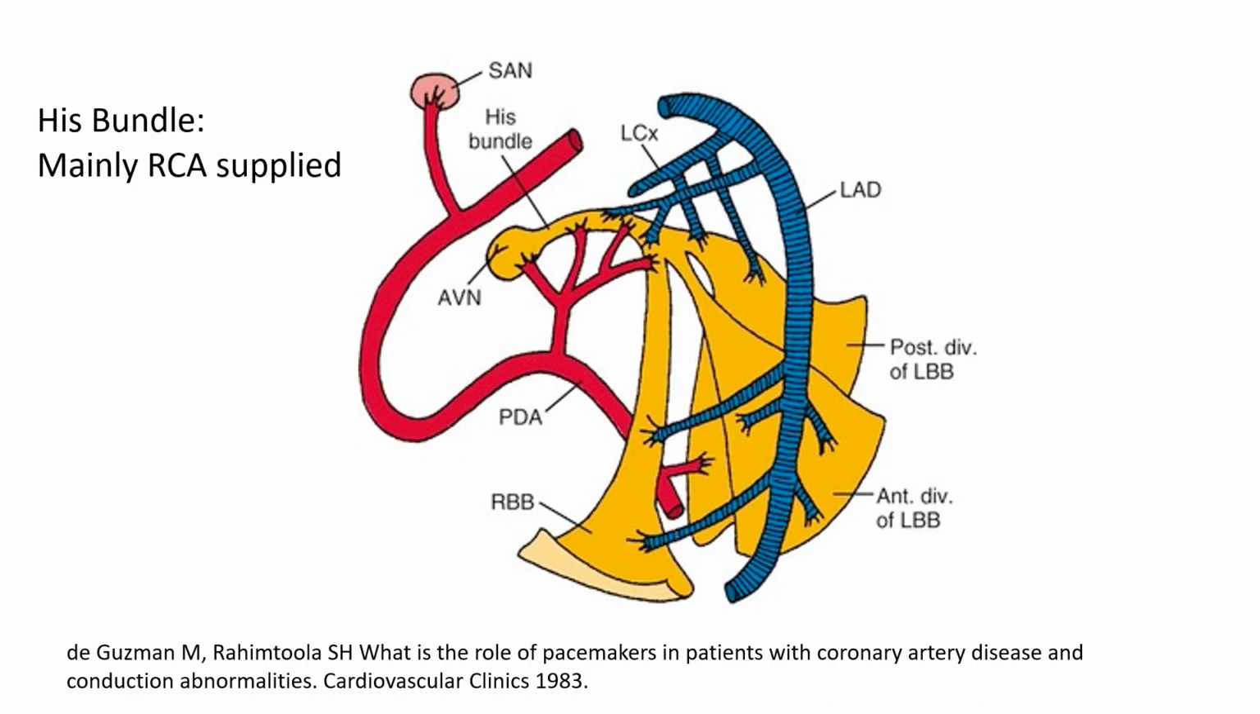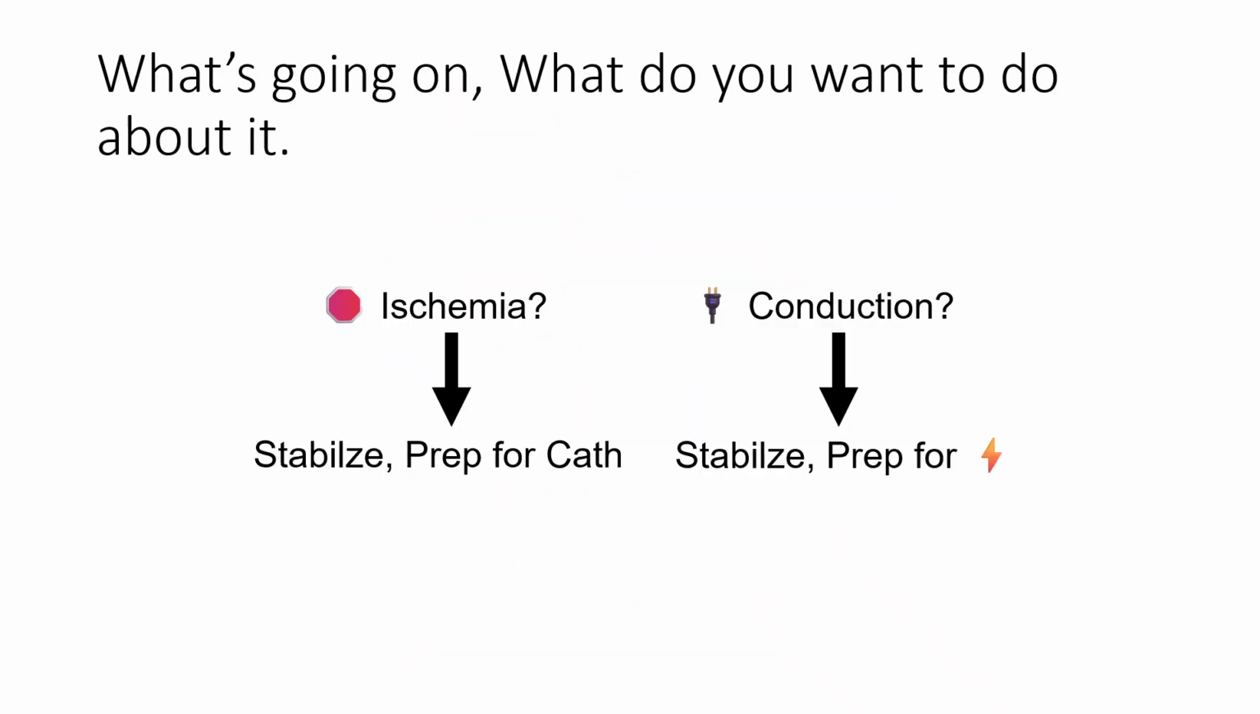You can see here how that would cause complete heart block. The His bundle is the conducting bridge between the nodes and the ventricles, and it's mainly RCA supplied. So it wasn't hard to recognize a STEMI in this patient. But that also might have made it easier to miss the complete heart block.